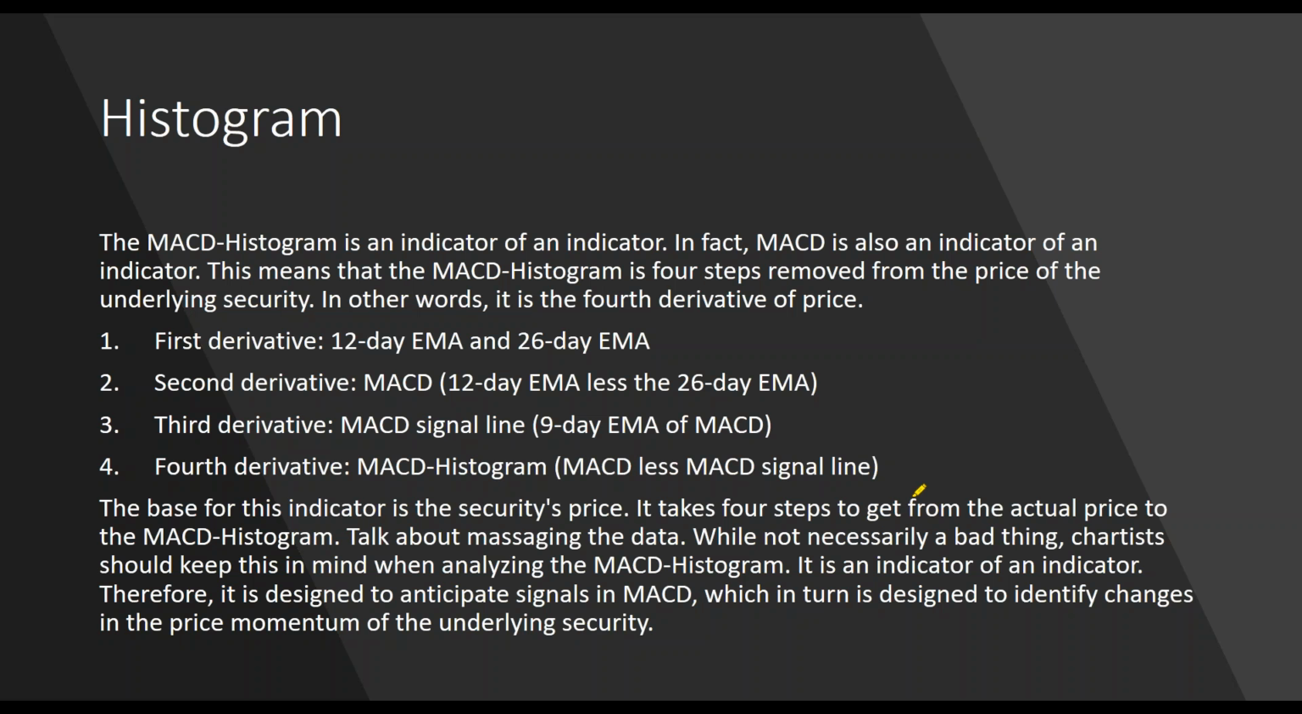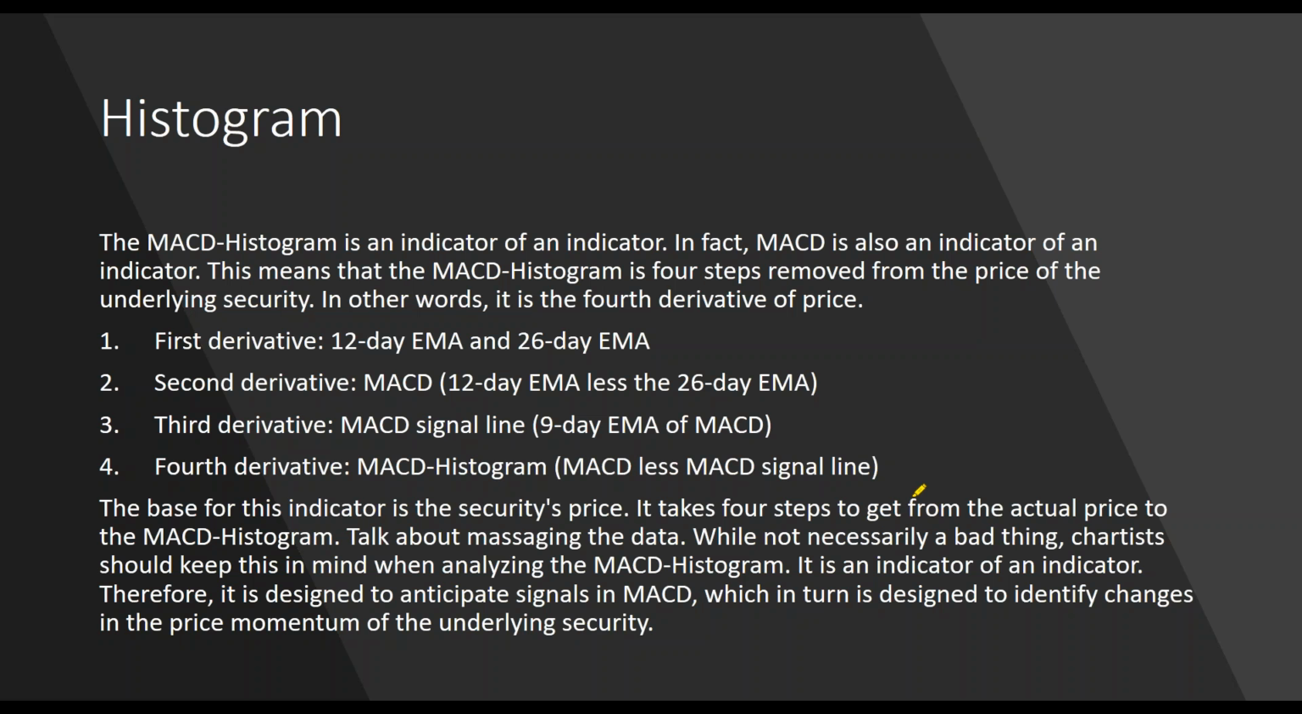So first we derive, very simply again, the 12-day EMA and the 26-day EMA. Then we have the 12-day less the 26, because that forms the MACD line. So we start with the 12 and the 26, and we then subtract them to get the MACD. The third derivative is the MACD signal line, which is a 9-day EMA of the MACD.